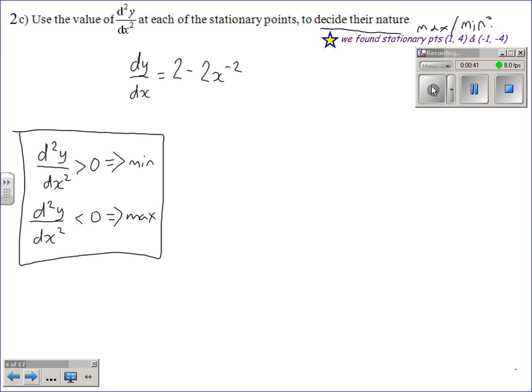From part 2b, we found out that the derivative was 2 minus 2x to the power of negative 2, so we need to use that, hence that's written down here. Right, let's start with the question then.